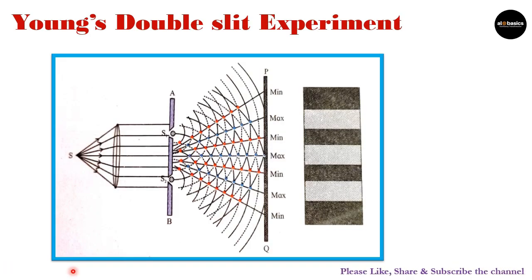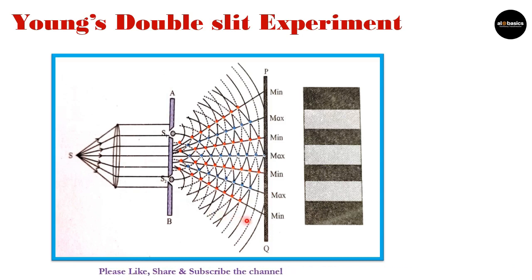When we have to draw a diagram of Young's double slit experiment on paper, then that diagram can be drawn in this way. In this diagram, we have a source, then a convex lens, and two slits are placed, S1 and S2, which are separated by some distance. In front of that, at a certain distance, the screen is placed.